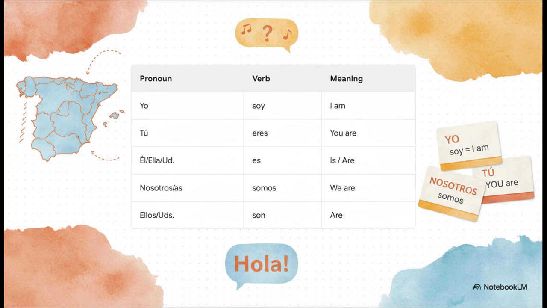Let's practice these forms out loud together. For yo, we say soy. Soy. I am. For tú, eres. Eres. You are. For él, ella, or usted, es. Es. He is, she is, or you are. For nosotros or nosotras, somos. Somos. We are. And for ellos, ellas, or ustedes, son. Son. They are or you all are.